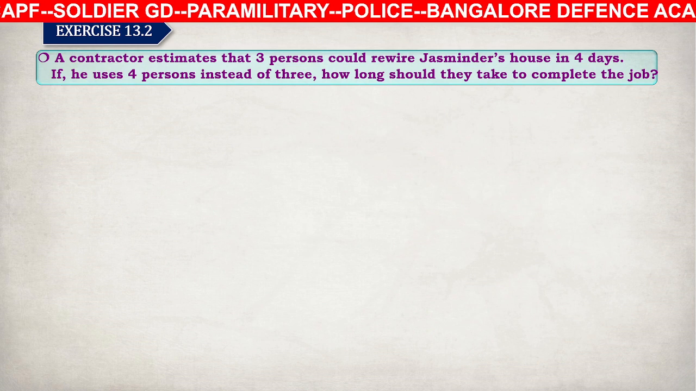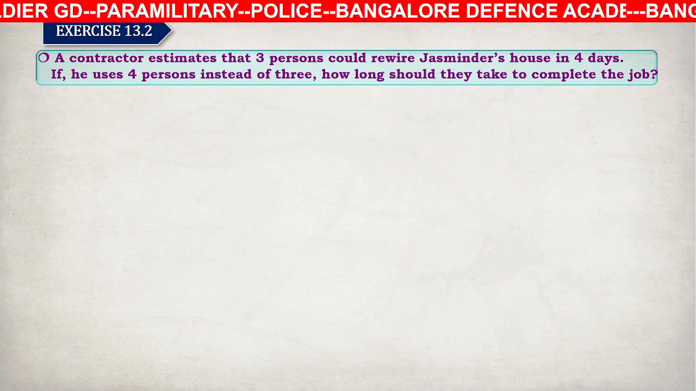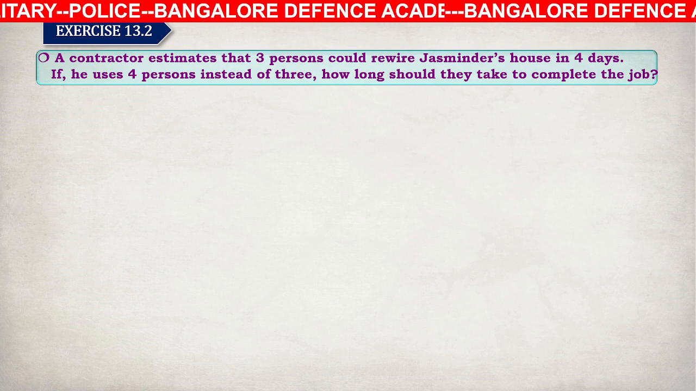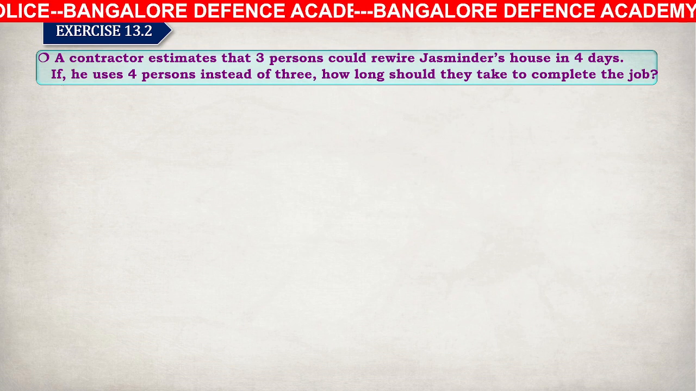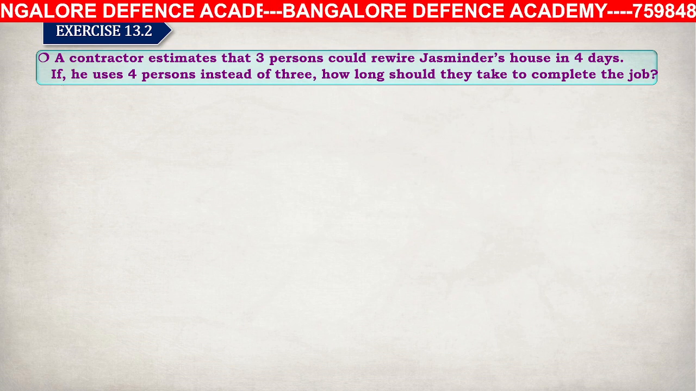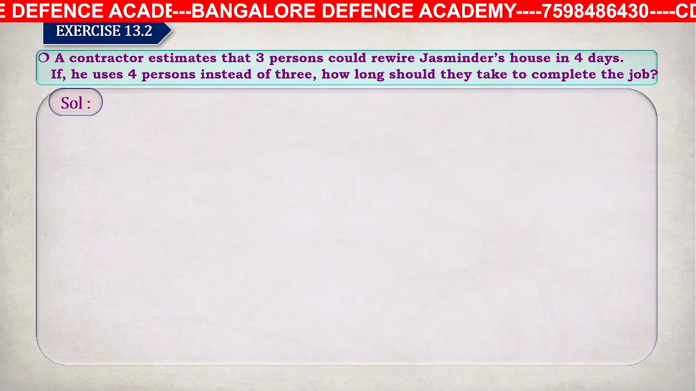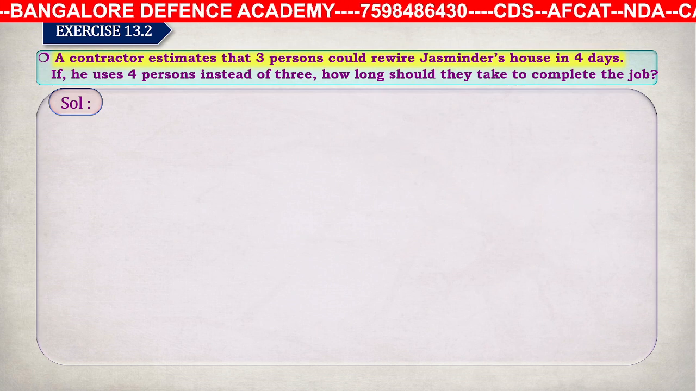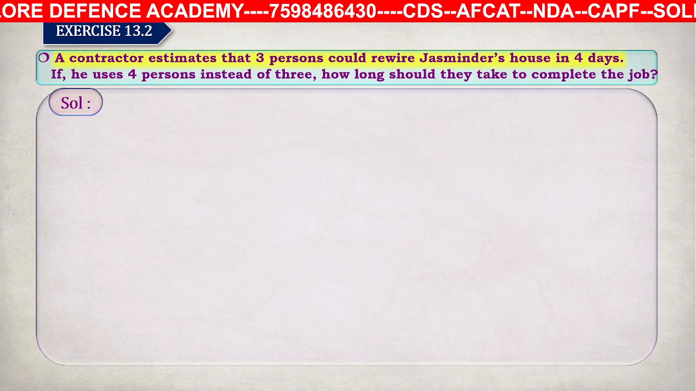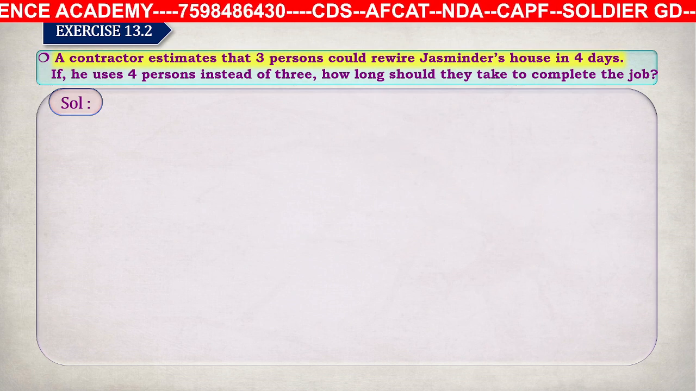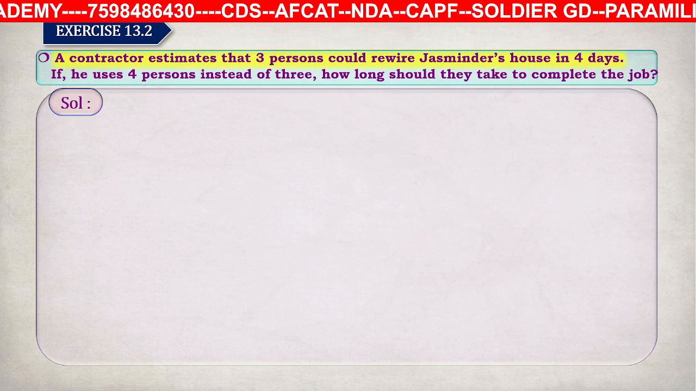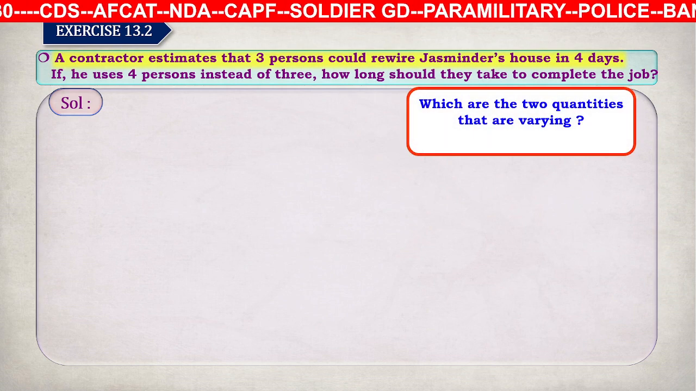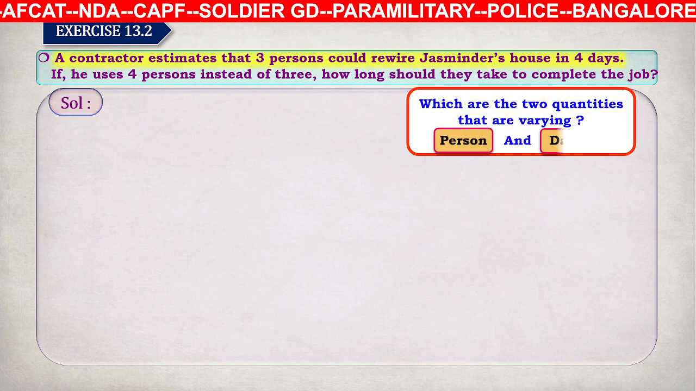Next, a contractor estimates that 3 persons could rewire Jasminder's house in 4 days. If he uses 4 persons instead of 3, how long should they take to complete the job? Now here there is a contractor, and he estimates that 3 persons could rewire in 4 days. So if he uses 4 persons instead of 3, how long would they take? Definitely if the number of persons is increasing, the number of days will decrease. So I'm comparing two quantities, the persons and the number of days.